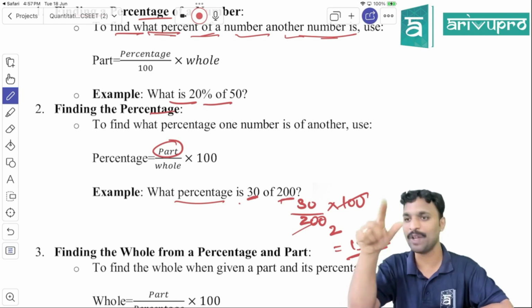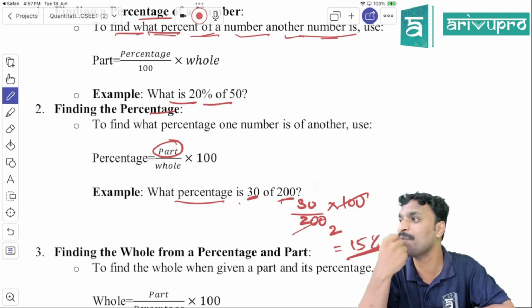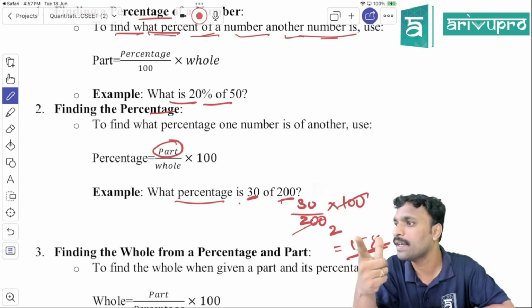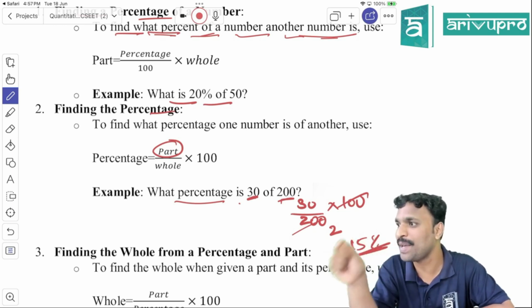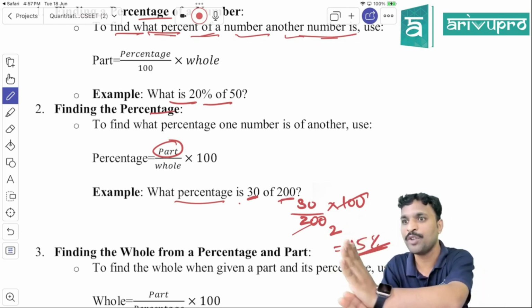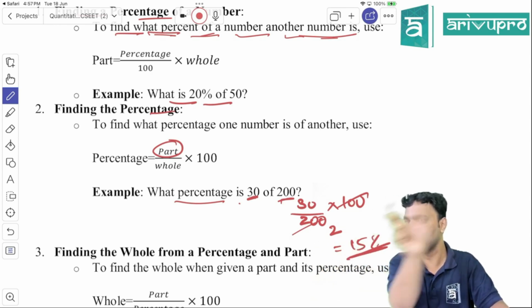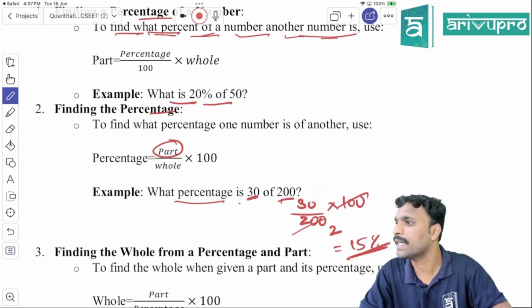Suppose the result had been 1 by 8, what percent? What is the decimal value of 1 by 8? 0.125 means how much percent? 0.125 means 12.5%. After the decimal there is no zero, so it is a 2-digit percentage. You have to shift 2 digits to the right of the decimal, 0.125, that means 12.5. Are you getting it?